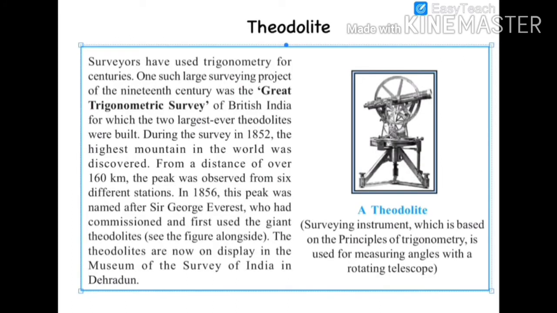A very interesting surveying instrument called a theodolite is based on principles of trigonometry. Using two large theodolites, the highest mountain in the world was discovered. From a distance of over 160 kilometers, the peak of the mountain was observed from 6 different angles or from 6 different stations. We know this peak today as Mount Everest, after Sir George Everest, who had commissioned and first used giant theodolites.